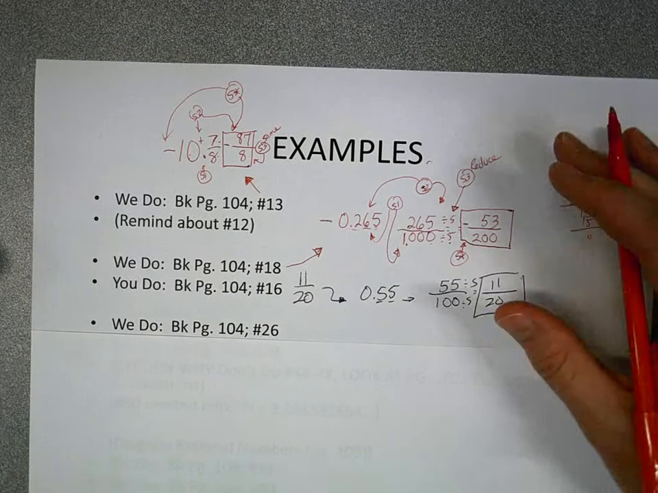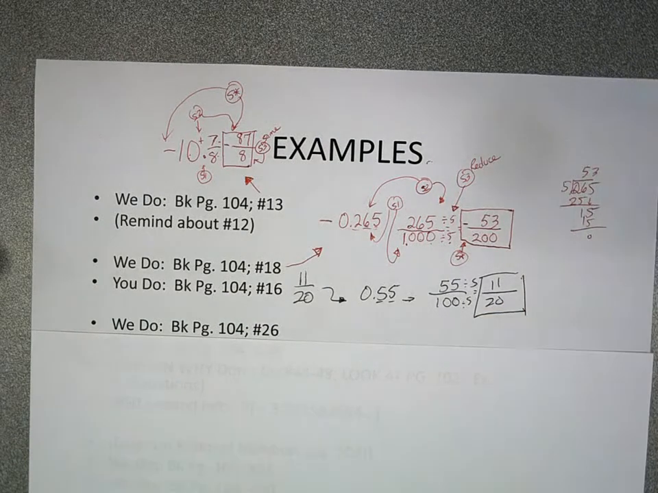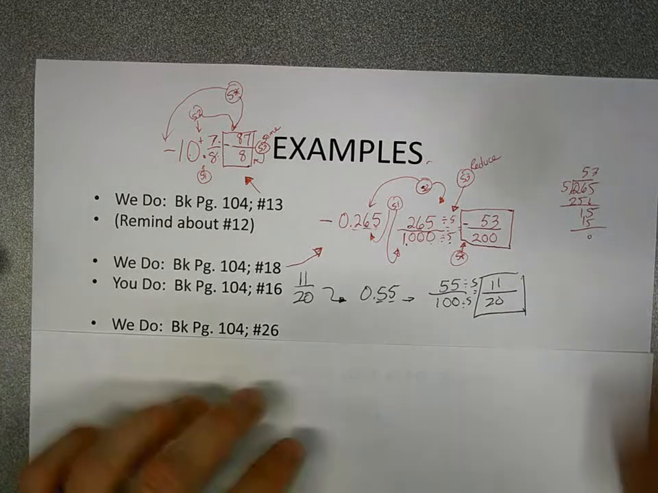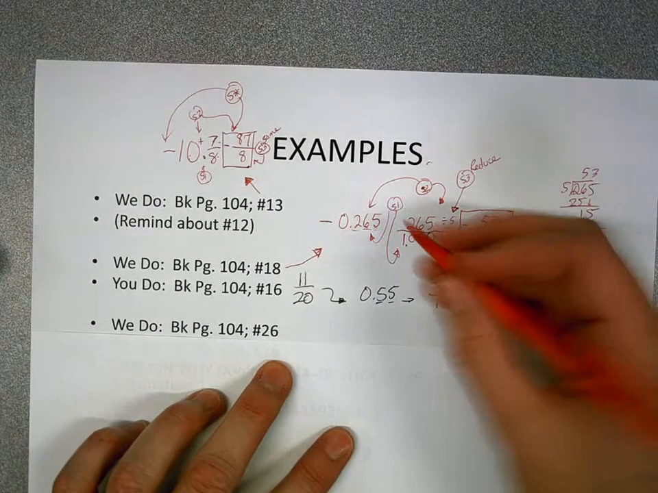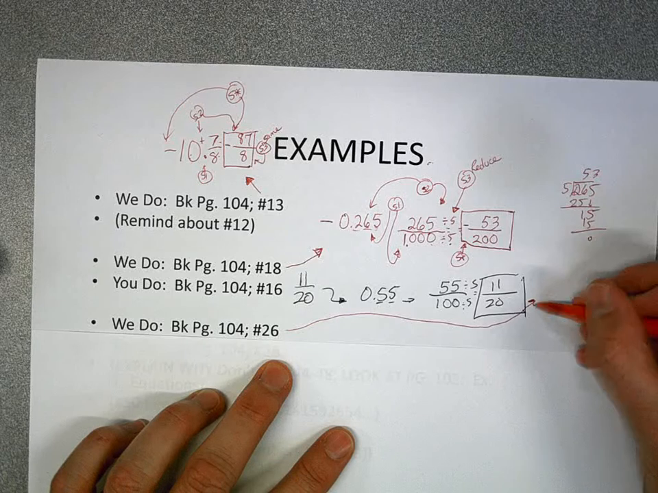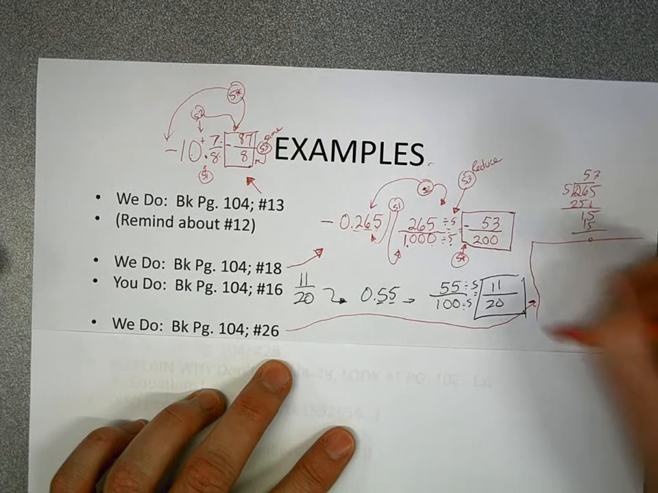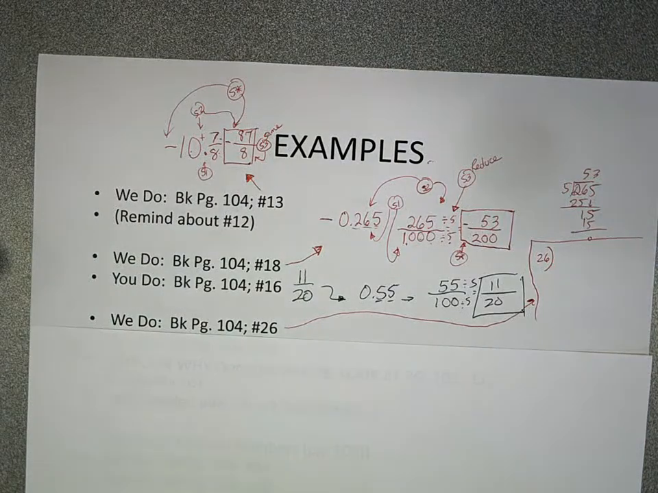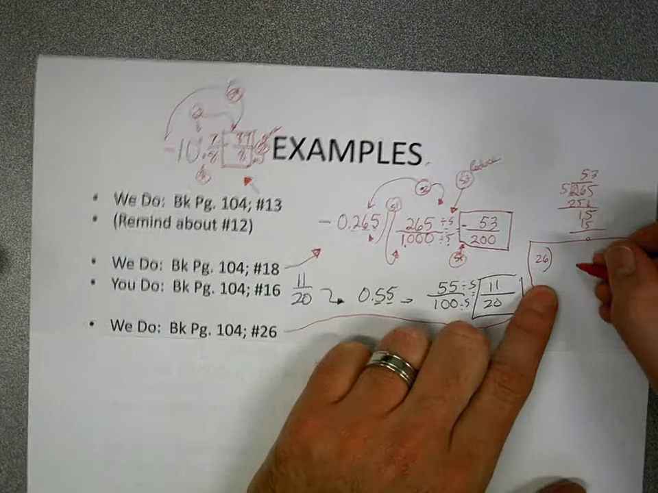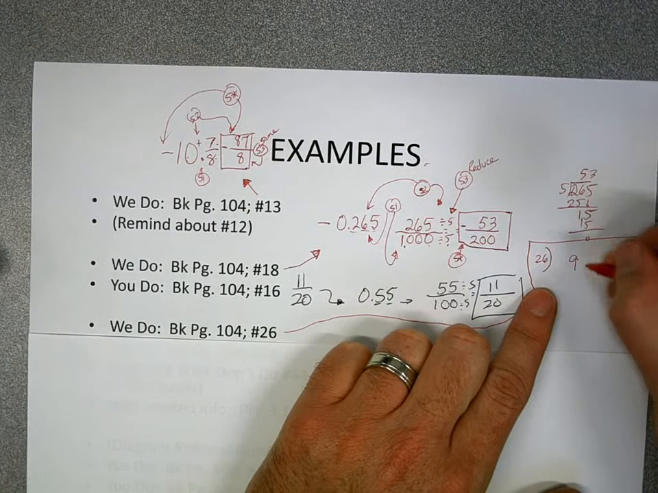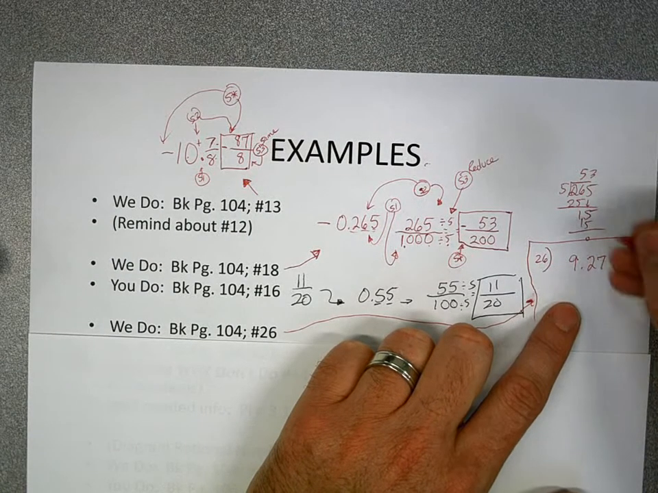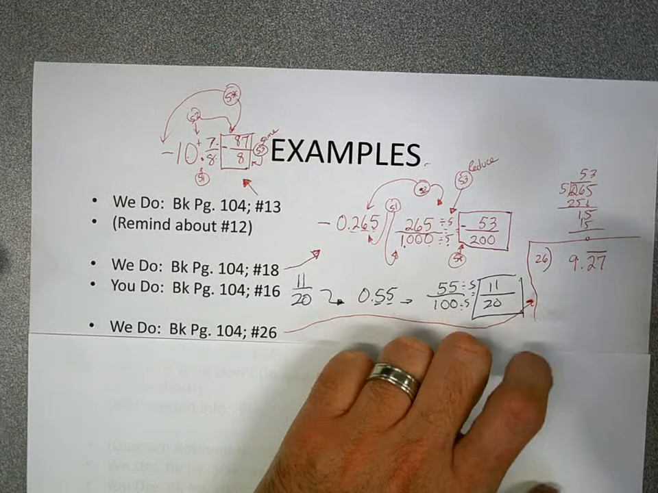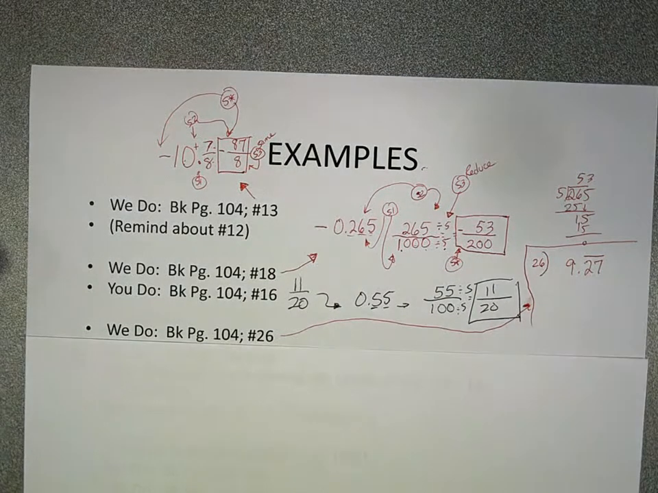Here we go. Let's take a look at problem 26. On 26, I'm going to go up to this space up here. On problem 26, it says write each decimal as a fraction or a mixed number in simplest form. So we have 9 and 27 hundredths, but it is in bar notation.